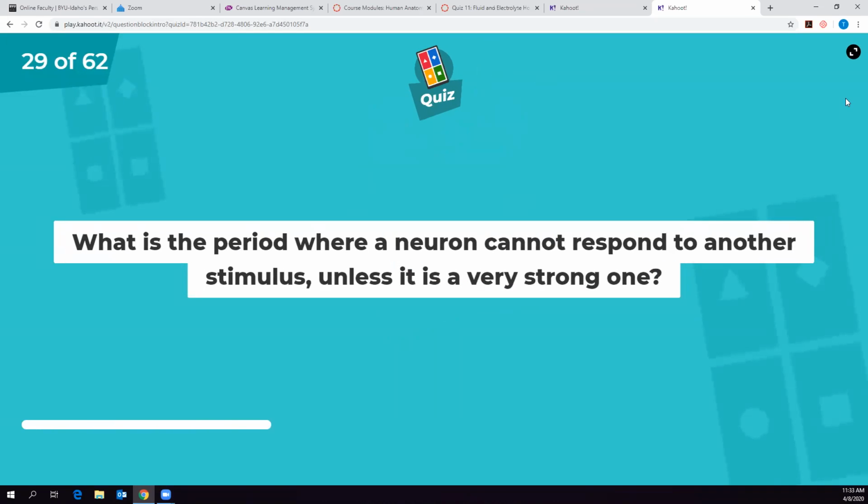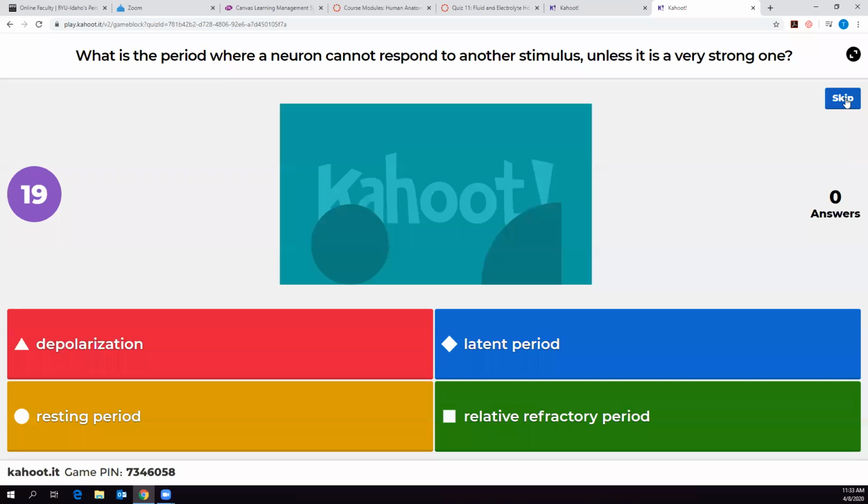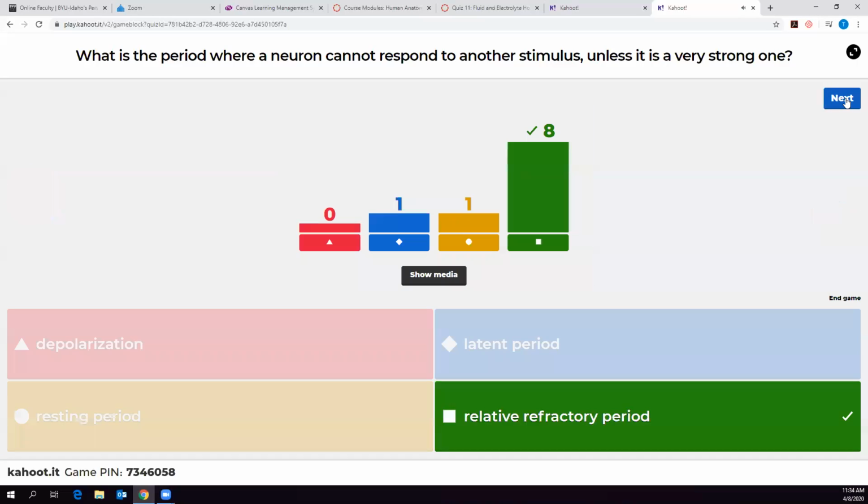All right, what is the period where a neuron cannot respond to another stimulus unless it is a very strong one? I should have put the other answer in there too. Very good. I should have put absolute refractory period in there, and then maybe it would have made you think. But yeah, relative refractory period. Excellent.